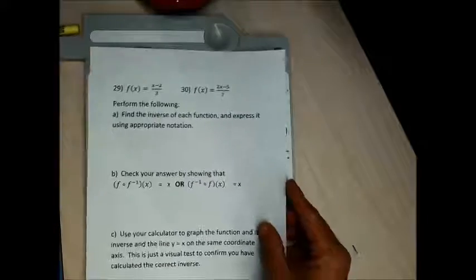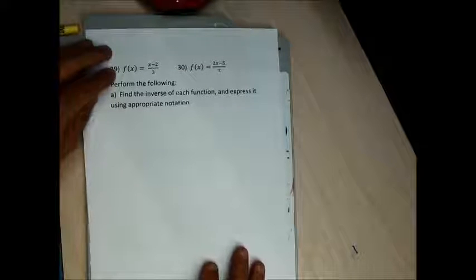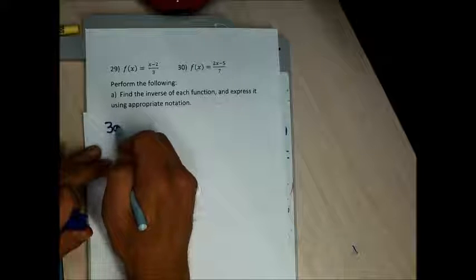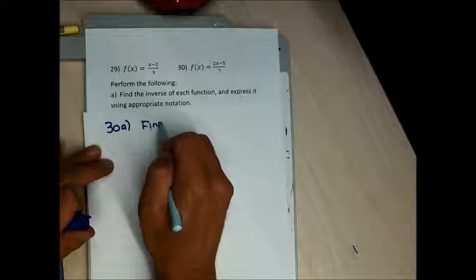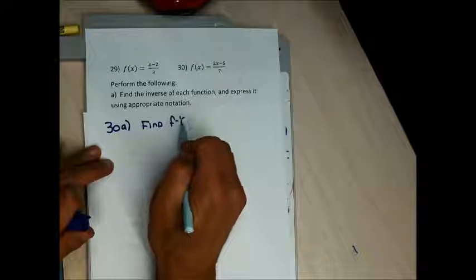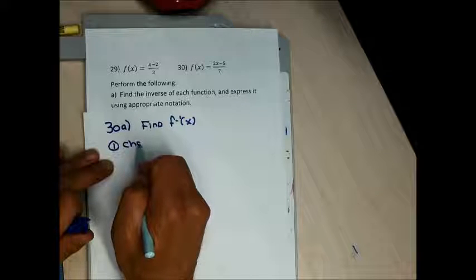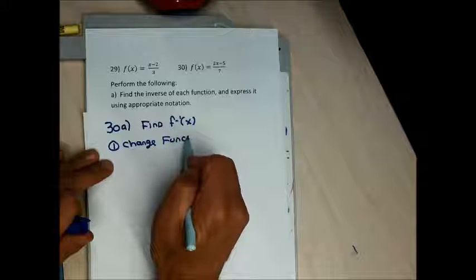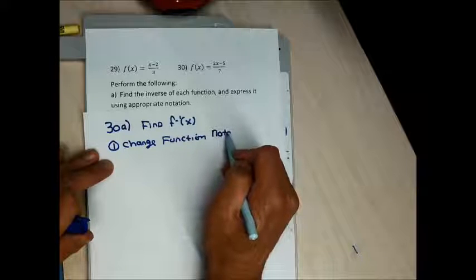So problem 30 gives me the function, horrible fraction, f of x equals 2x minus 5 over 7. When I jump into 30 part A, I'm going to find the inverse. So to find the inverse of f of x, I need to do the steps. So first step, change from function notation to the letter y.